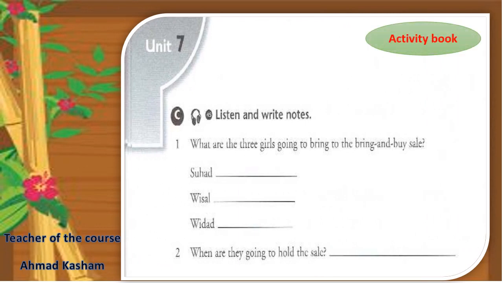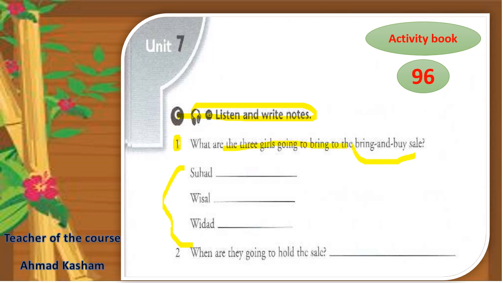My students, on the next page, 96, we have exercise C. Listen and write notes. So we will listen to a conversation between 3 girls, and then we should answer these questions about what they discussed. Now, number 1, what are the 3 girls going to bring to the bring and buy sale?